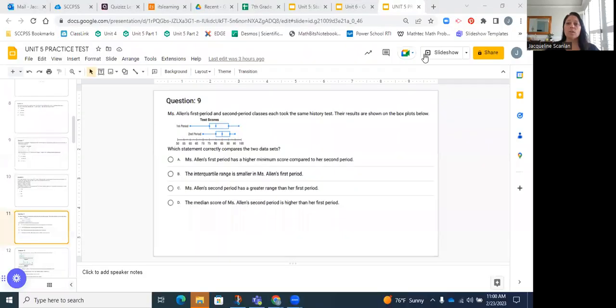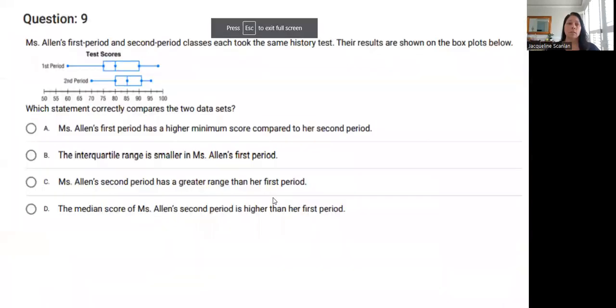All right, kids, let's continue. Moving on to question 9. Number 9 says, Miss Allen's first period and second period classes each took the same history test. Their results are shown on the box plots below. Which statement correctly compares the two data sets?